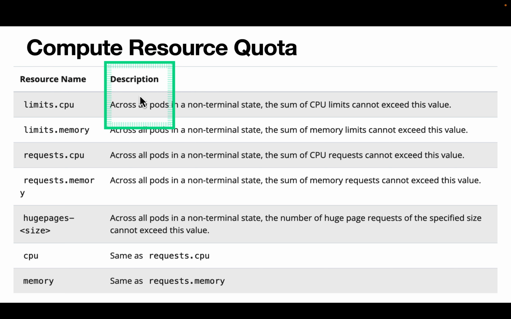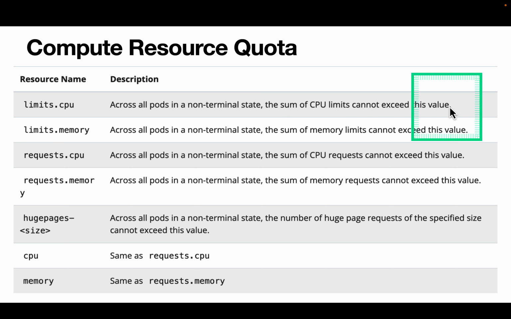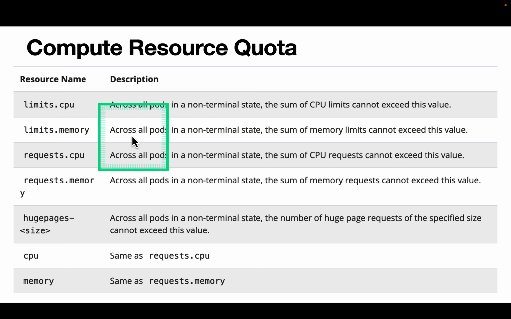So this is an example of compute resource quota. We have resource name and some description. First is limits.cpu across all pods in a non-terminal state, meaning they should not be terminated. The sum of CPU limits cannot exceed this value. Limits.memory across all pods in a non-terminal state: the sum of memory limits cannot exceed this value. Requests.cpu across all pods in a non-terminal state: the sum of CPU requests cannot exceed this value. And requests.memory across all pods in a non-terminal state: the sum of memory requests cannot exceed this value.